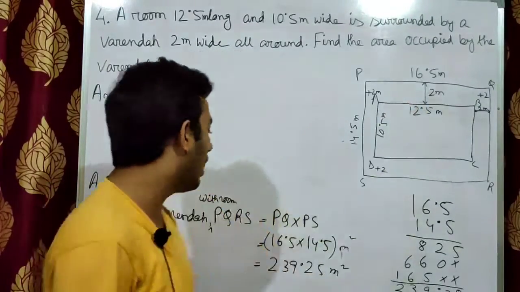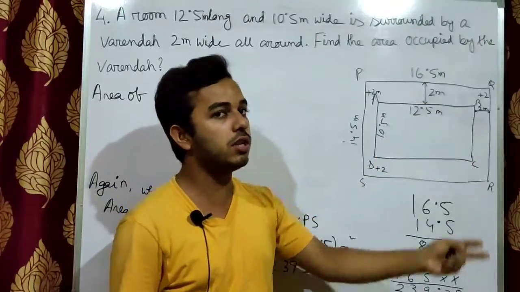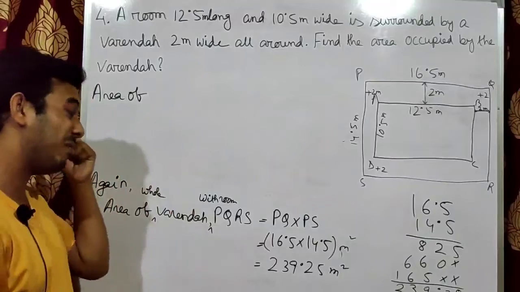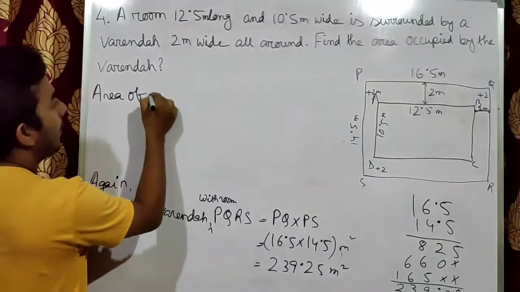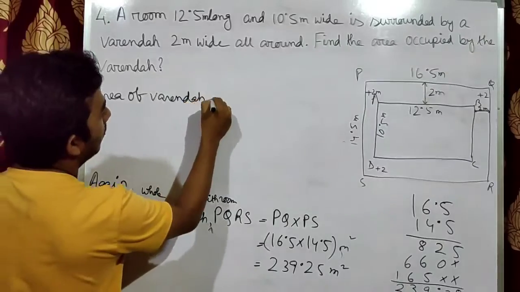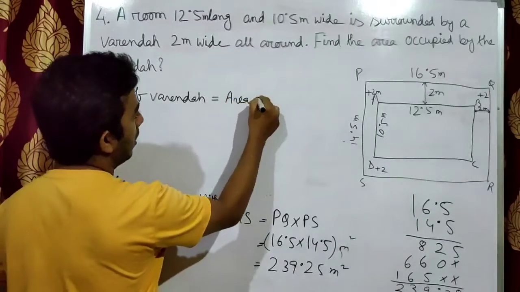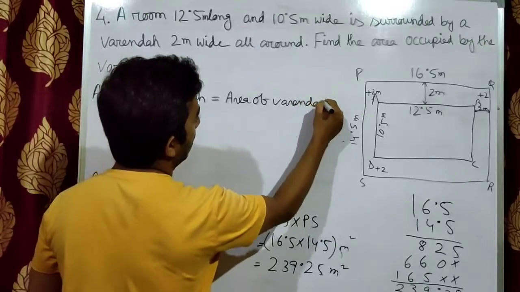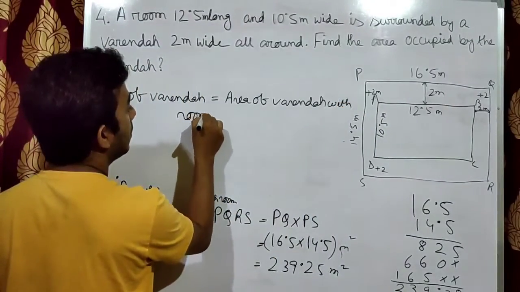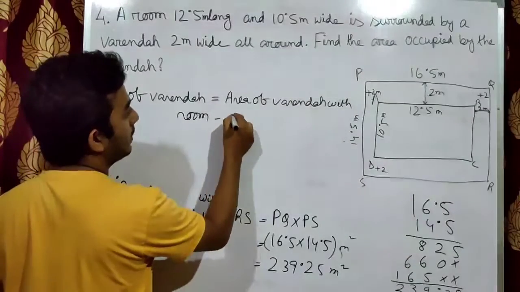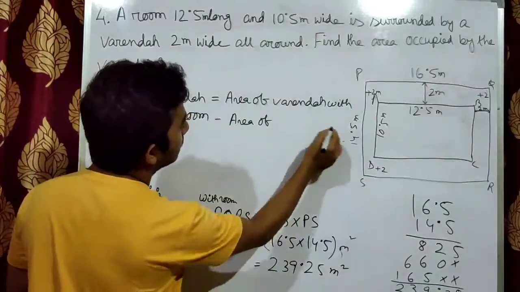So I have written area of Bharanda with room, that is PQRS. In PQRS, area of room is also there, area of Bharanda is also there. So we have written area of Bharanda with room. Now next, our last is to find the area occupied by the Bharanda. Therefore area of Bharanda will be area of Bharanda with room minus area of room.